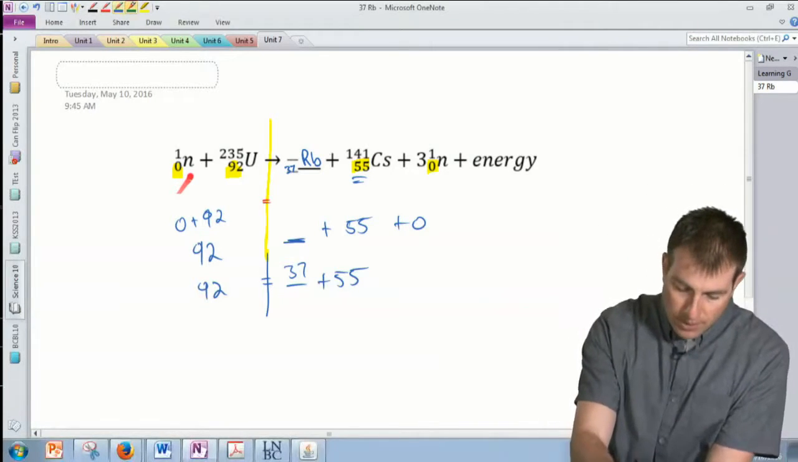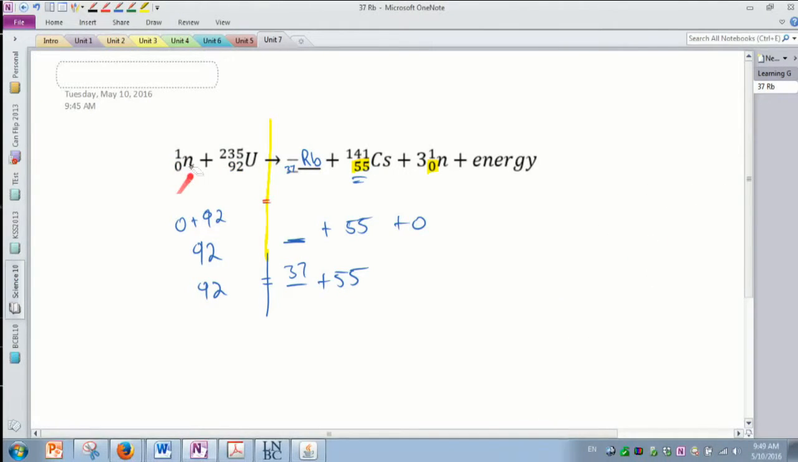So now I'm going to look at the top numbers here, and they're going to have to be equal on either side. So I have one neutron, or 1 and 235. So I have 1 plus 235, which totals 236 on my reactant side. Over here, on my product side, I have a blank. So I'll just draw a little blank here. And then I'm going to add to that 141.